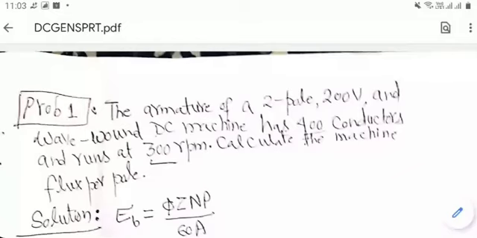It's a 200 volt machine, so the back EMF, EB, is 200 volt. Last time we derived this equation: EB equals phi Z N P divided by 60A. Phi is the flux per pole, capital Z is the total number of conductors, which is given as 400. Capital N is the RPM at which the rotor is rotating, which is 300. Number of poles is 2, that is also given. And it's a wave wound machine, so the number of parallel paths, capital A, will be 2. It's a straightforward application of the equation.